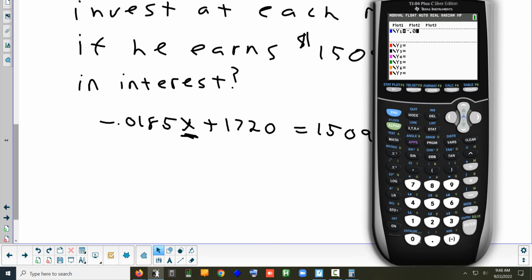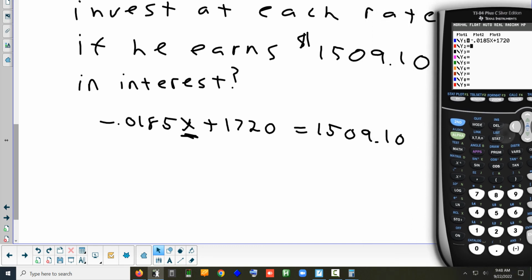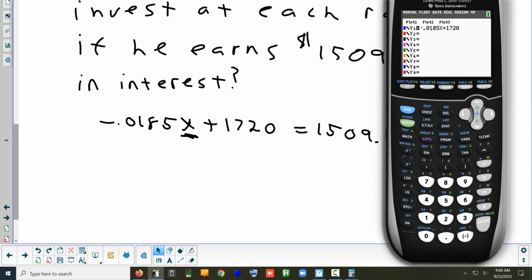So negative 0.0185x plus 1720. And then put 150910 on the other side. Now that's 1720. If you think of this as y equals mx plus b, what's that 1720? It's like my what? B, which is my y-intercept. 1720.